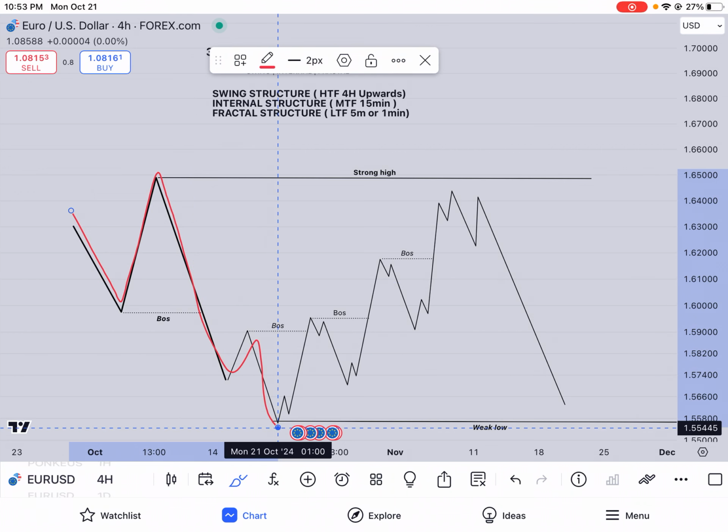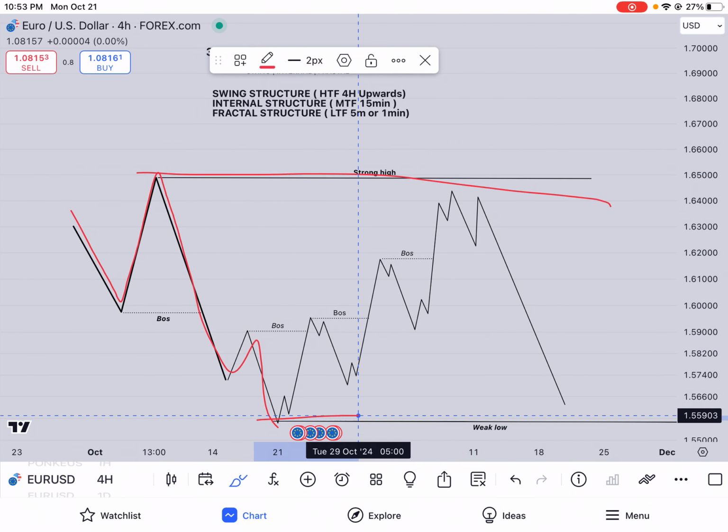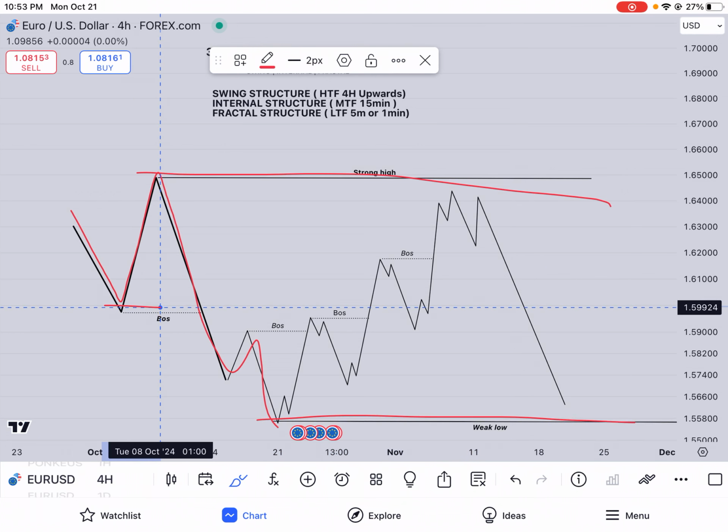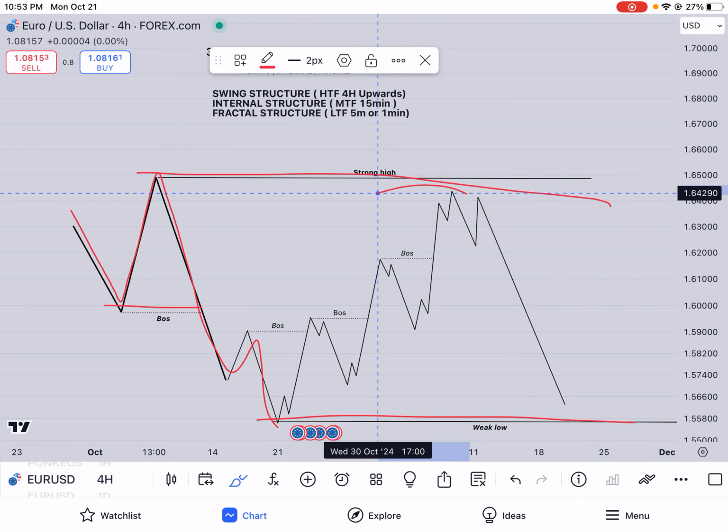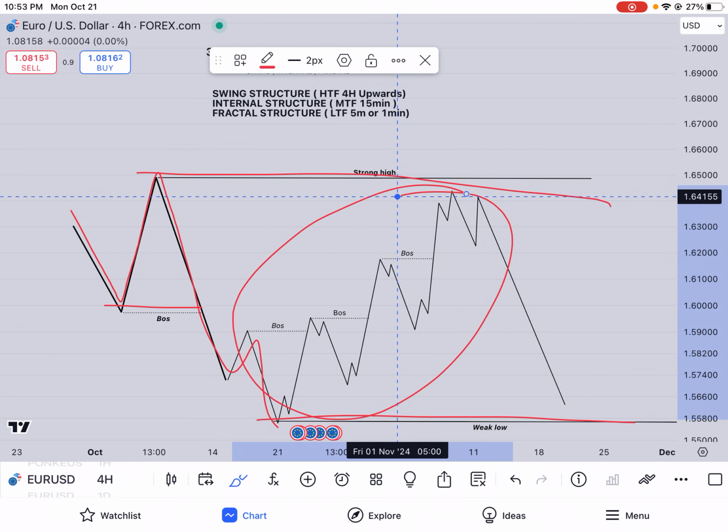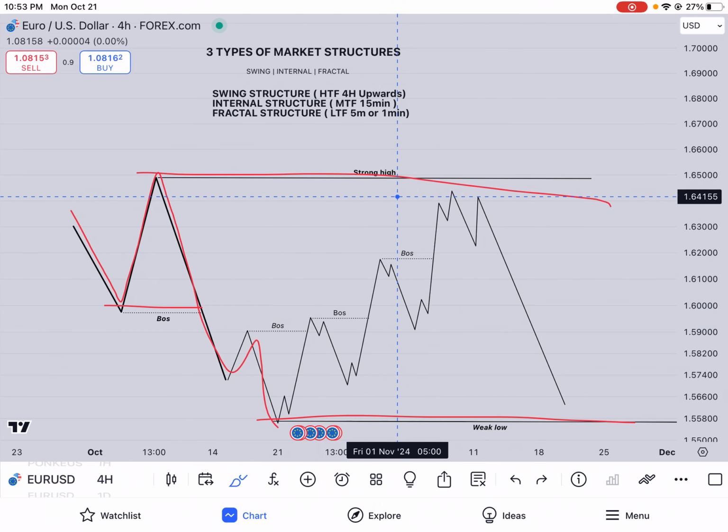The swing structure started from this point here to this point here. Because why? There was a break of structure. The swing point, any other thing that happens around this place is the internal structure. Let me come again.